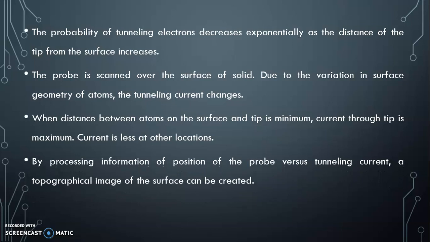By processing information of the position of the probe and the tunneling current, a topographical image of the surface can be created. Topographical means the region and its current. So whatever I have said, a raster style means point to point it is darkened, and then by darkening that part, we are getting a clear image.